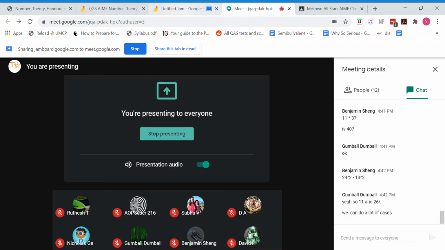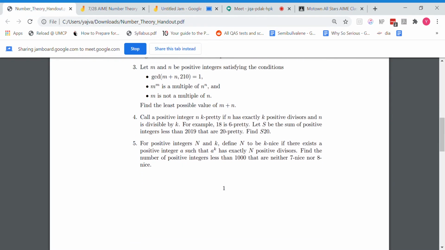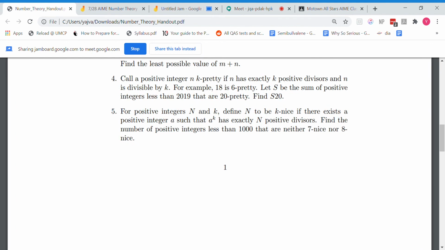Alright, any questions on that? Okay, alright, so let's go to the next problem then. For positive integers n and k, define n to be k-nice if there exists a positive integer a such that a to the power of k has exactly n positive divisors. Find the number of positive integers less than 1000 that are neither 7-nice nor 8-nice. Alright.